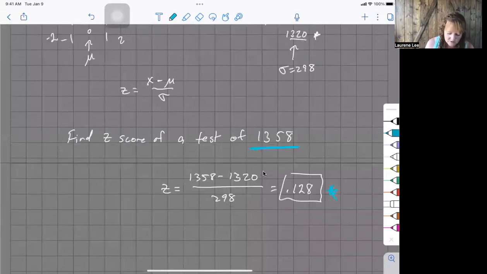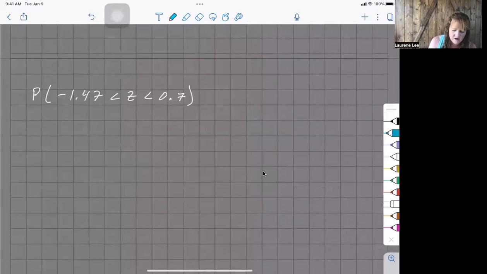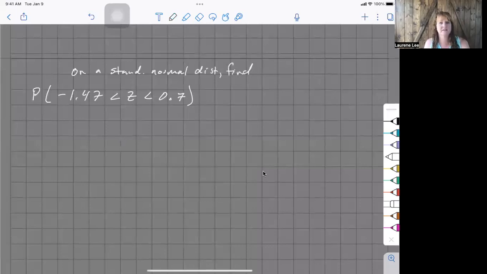The other problems will look like this. It'll say, on a standard normal distribution, find the probability that the Z-score, that's what this P means, remember from chapter 3, the probability that our Z-score is between -1.47 and 0.7. Now, let me draw a picture of this and then I'll run through it on the calculator with you first, so you have an idea of what's going on.